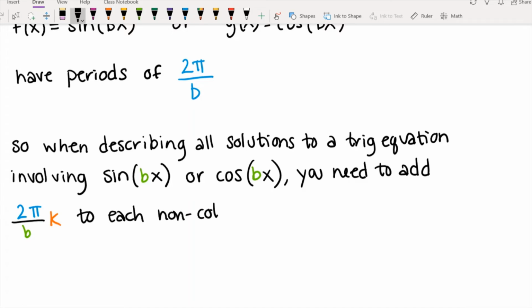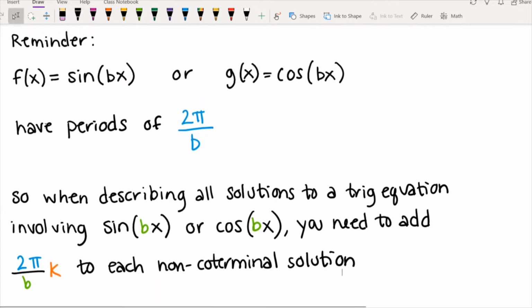non-coterminal solution. And it doesn't quite make sense to talk about coterminal, not coterminal, but when I say each non-coterminal solution here, I just mean the first solutions that you find, right? Like when we were doing the problem that we just did, we found 2 solutions and then we added plus pi k to each of them. So when I say non-coterminal here, I just mean the first 2 solutions or the first solution that you find. And let me just make this colorful, so if you have your notes, it looks a little nicer.